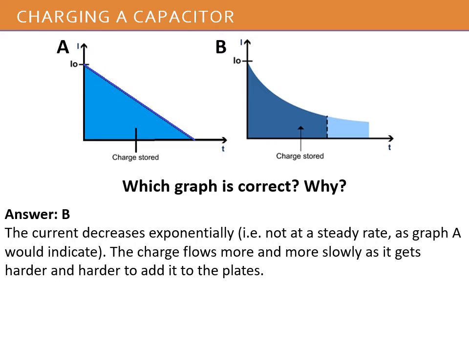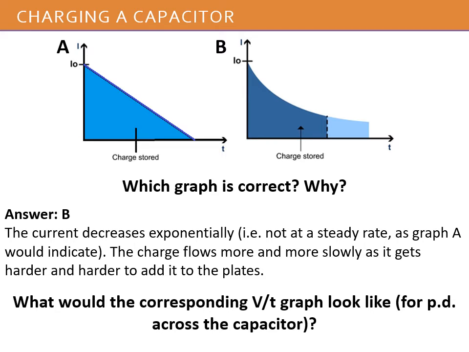The correct answer is graph B, because the current decreases exponentially, not at a steady rate. If you look at graph A, this is decreasing current at a steady, constant rate. But the current actually decreases exponentially. The charge flows more and more slowly as it gets harder and harder to add it to the plate. So in charging and discharging, the flow of current is not at a constant rate. In the beginning it decreases fast, but as time passes, it becomes harder and harder for the flow of charge.